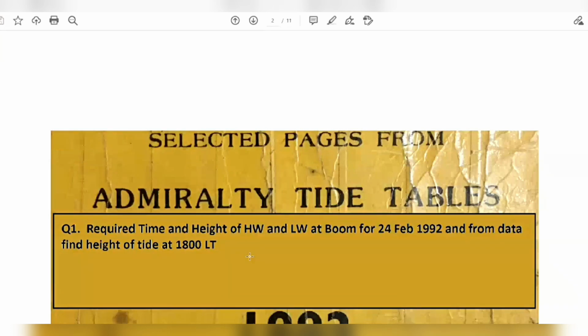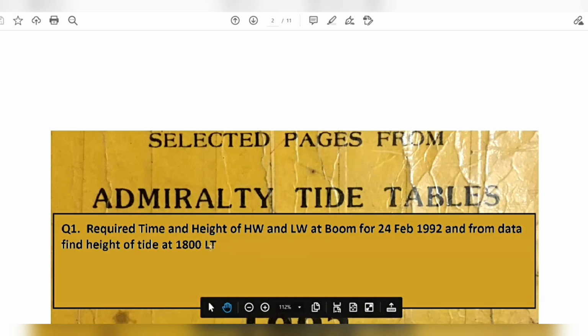So just write down on one side 24th February 1992, port is Boom. First we need to find out time and height of high water and low water at Boom for that date, 24th February. And from this data which we'll get, we have to find the height of tide at 1800 local time. That means standard time of that port, because we have not been given anything about daylight saving. So this local time will become the standard time for Boom also.